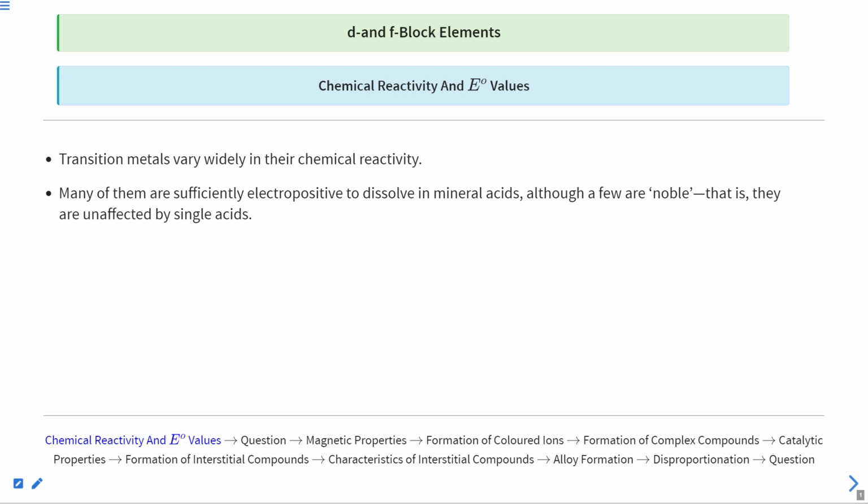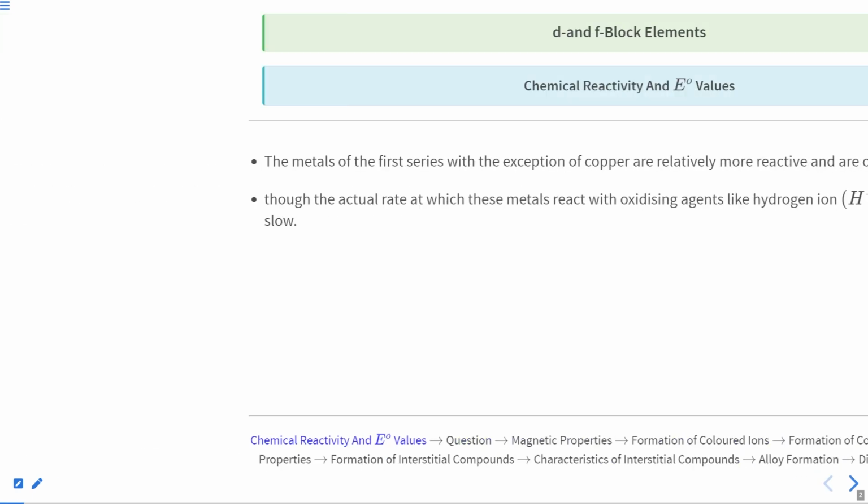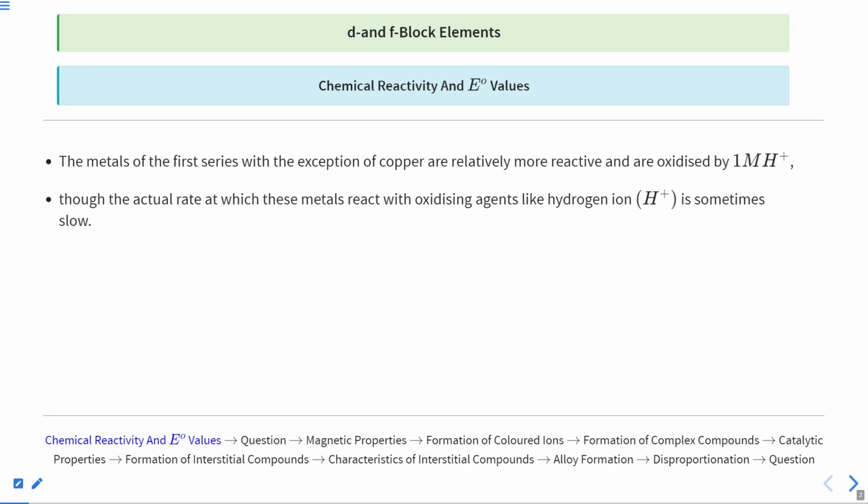Now let us move on to its more parts, like when it will get oxidized, when it can get reduced. So if you talk about the metals in the first series, we are talking about scandium, titanium, vanadium, chromium, manganese, iron, cobalt, nickel, copper. So out of these, only copper is not oxidized by the 1 molar H plus solution. What is the meaning of this?